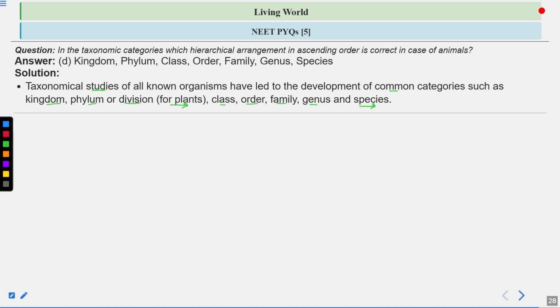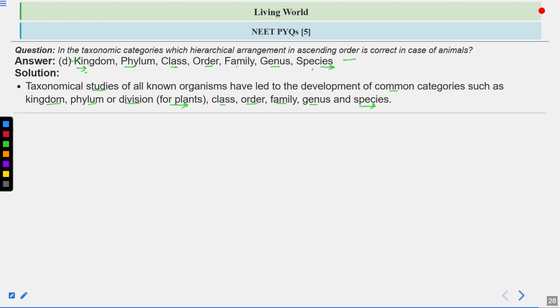So here kingdom is the highest taxon. Below kingdom you have phylum, then below phylum you have class, then order, then family, then genus, and species is the lowest taxon. Species is a very specific category, while kingdom is a very broad category. As you move from species to kingdom, the number of similar characteristics decreases. So you can see a hierarchy here.